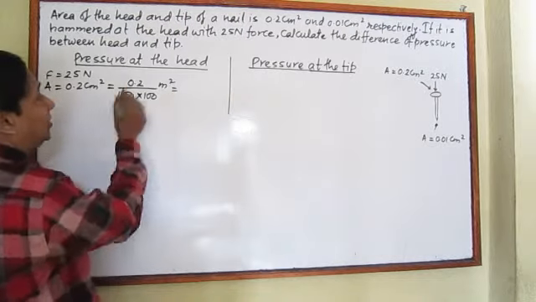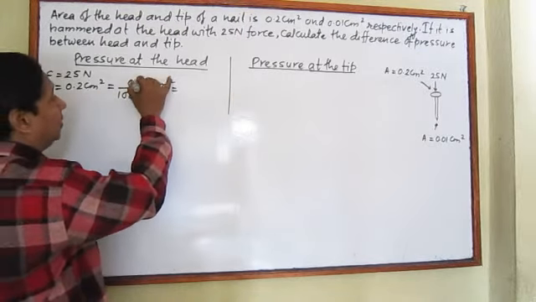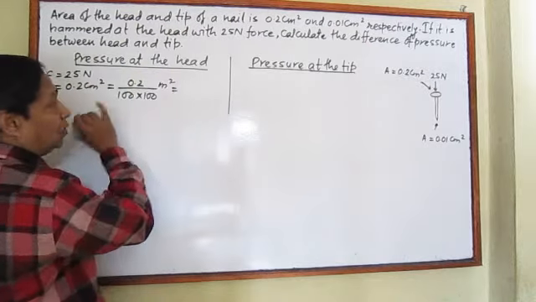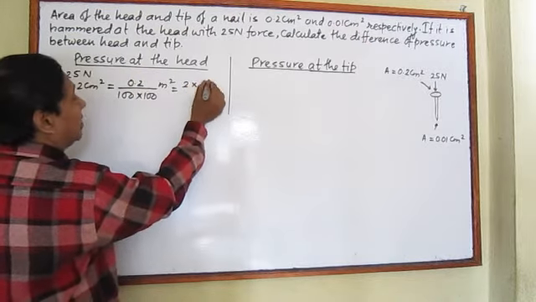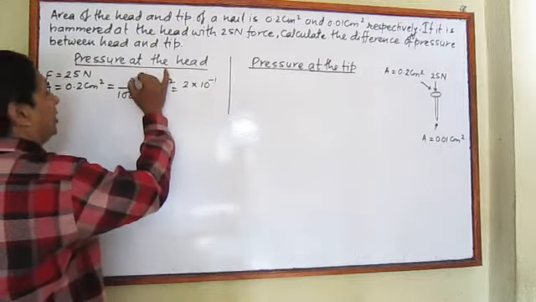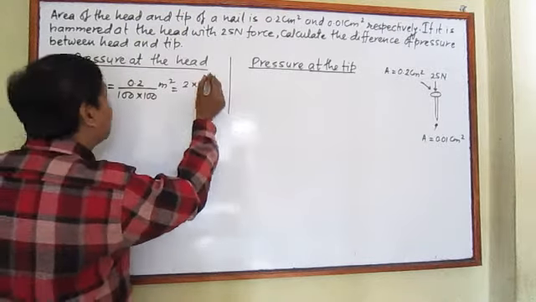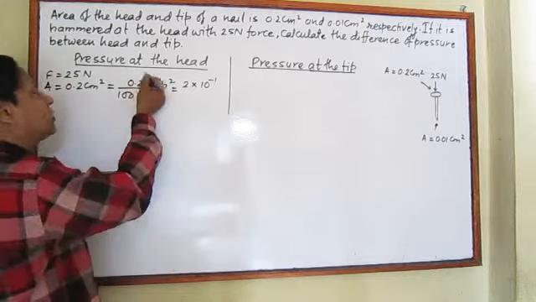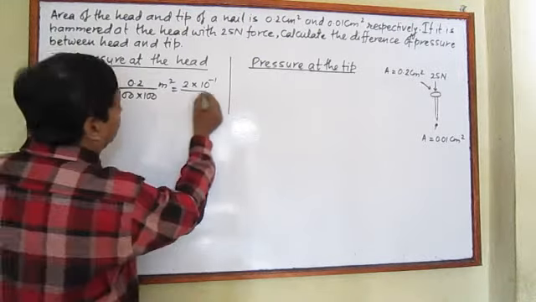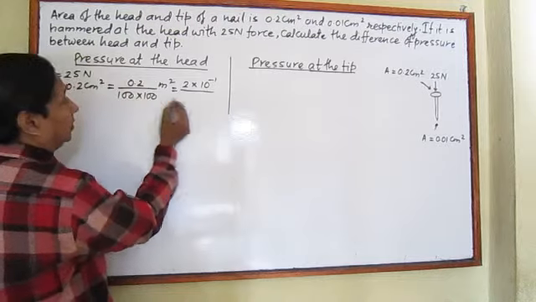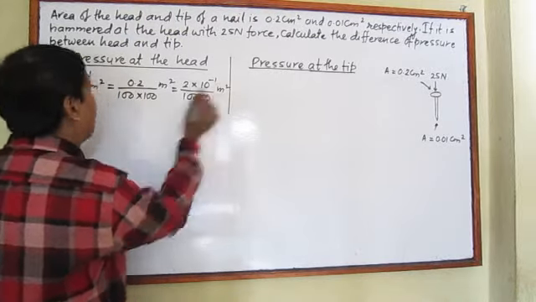Now in the meantime, I want to write this point number as a whole number. If the point is shifted one digit to the right hand side, then we can write 2 into 10 to the power minus 1. Since it is shifted one digit to the right hand side, that's why 10 to the power negative 1. If it was shifted to the left hand side, 10 to the power positive. Okay, divided by 1 having 4 zeros, and this is meter square.